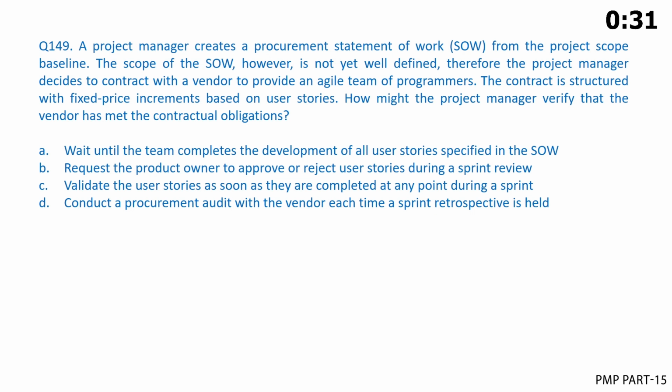A. Wait until the team completes the development of all user stories specified in the SOW. B. Request the product owner to approve or reject user stories during a sprint review. C. Validate the user stories as soon as they are completed at any point during a sprint. D. Conduct a procurement audit with the vendor each time a sprint retrospective is held.